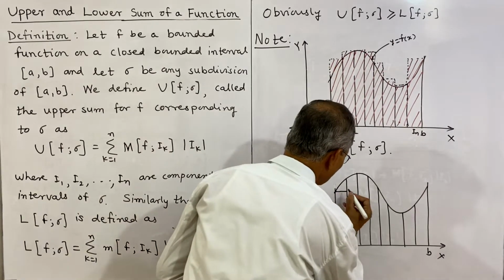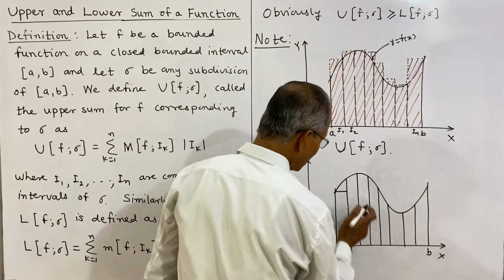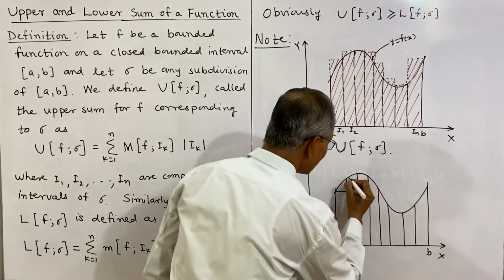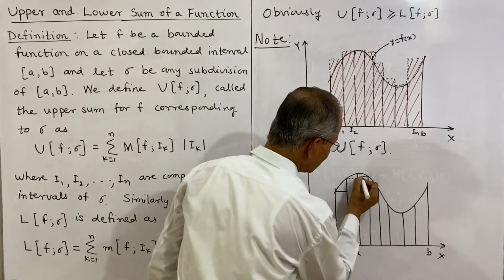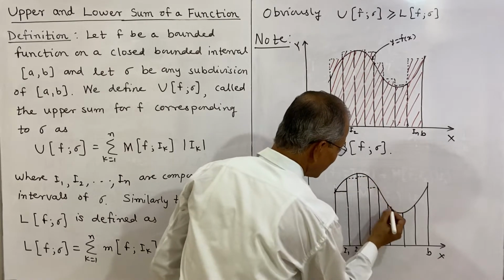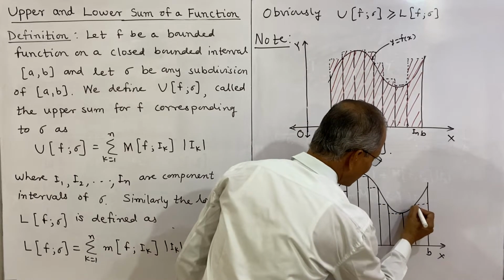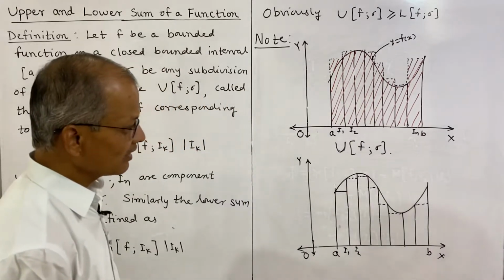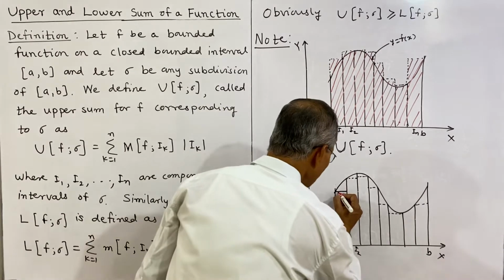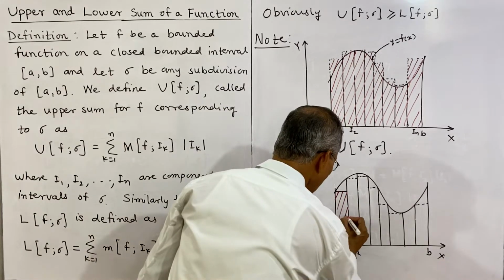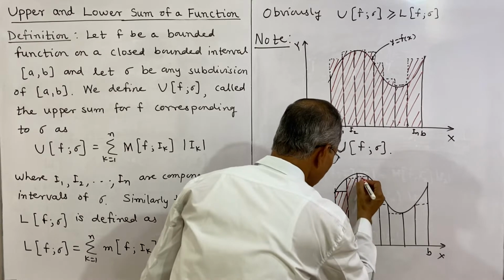Next, what is the minimum value in the second interval? That will be this one. This is maximum, this is minimum. Similarly, this is the minimum value. So these are the minimum values of the function, and the sum of the areas of these rectangles will be the lower sum. That will be the area covered by these rectangles.